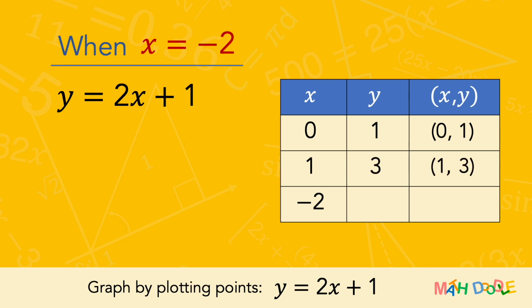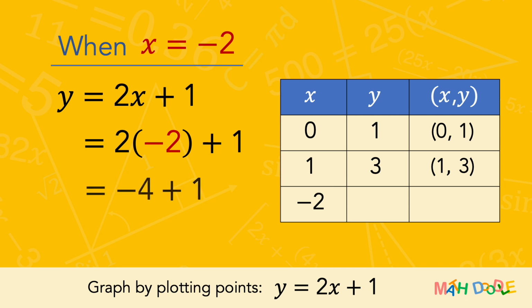Next, to find the value of y when x is minus 2, we are going to substitute minus 2 for x. 2 times minus 2 is minus 4. And minus 4 plus 1 is minus 3. So, when x is minus 2, y is minus 3. This tells us that the line of the equation passes through the point minus 2, minus 3.